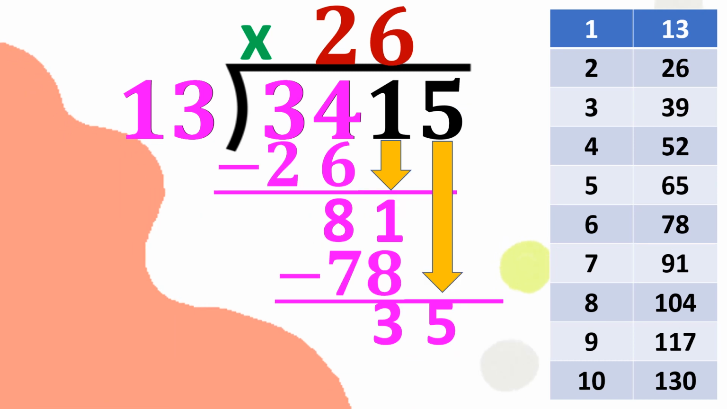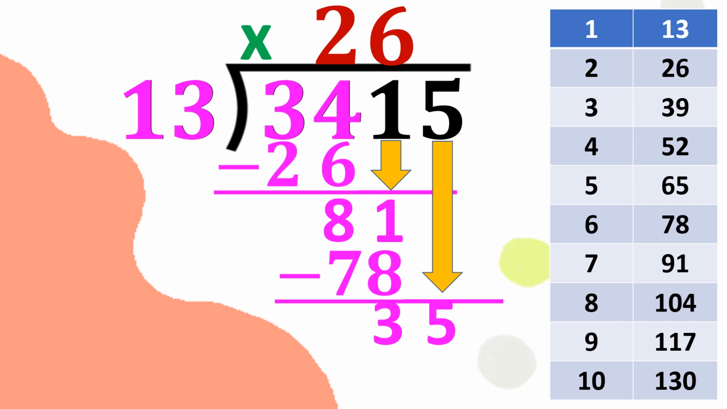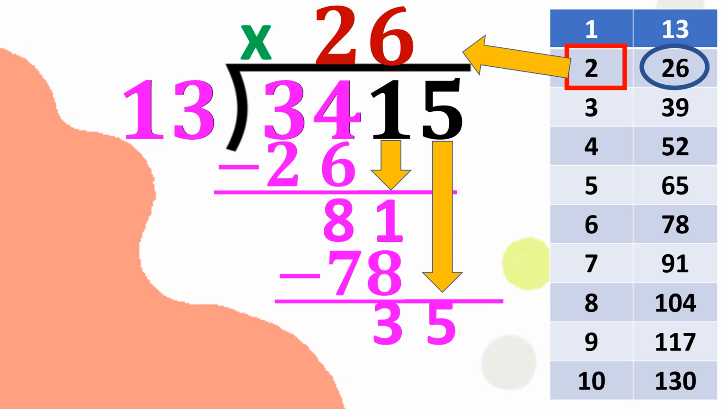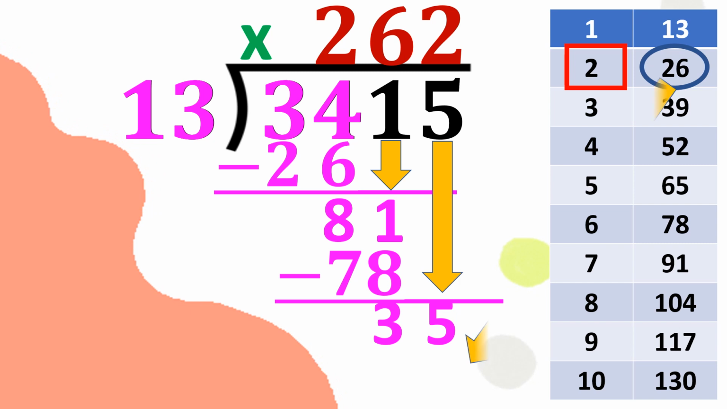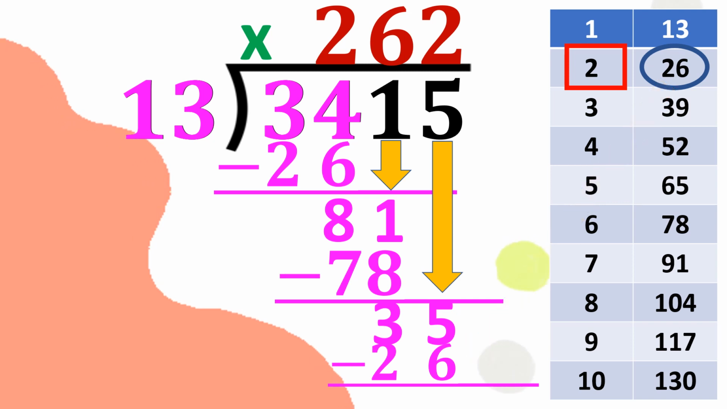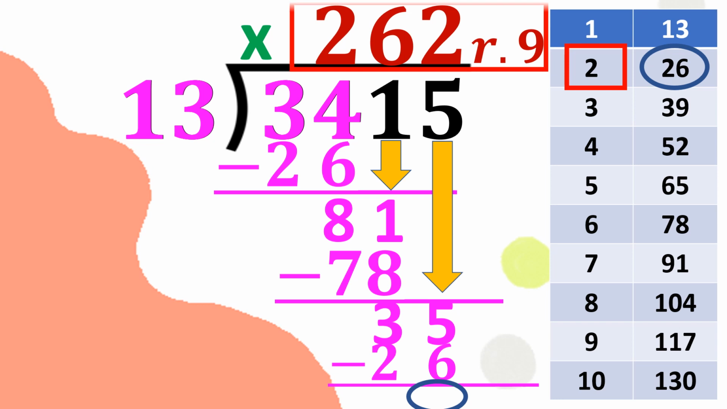Okay, let us continue. So, in bringing down the last digit in our dividend, which is 5, we have 35. So, we are going to find exactly 35 in our table or less than 35. Since we don't have exactly 35, we find less than 35, which is 26. And 26 divided by 13 is 2. So, our quotient now is 2. And 2 times 13 is 26. The next step is to subtract the product 26 from 35, so our remainder now is 9. So we are going to put 9 as remainder 9. So the final answer is 262 remainder 9.